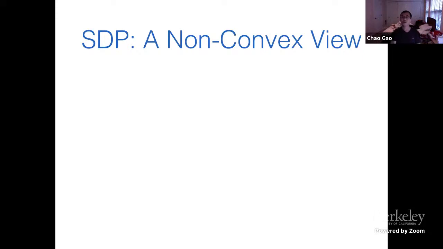Okay, so now we are left with the analysis of the SDP. Just like the analysis of the MLE, I'm also going to analyze the solution of the SDP from an iterative perspective. I'm going to write down an iterative algorithm and then relate the solution of the SDP as the fixed point of this iterative algorithm. This is actually given by a non-convex perspective of the semi-definite program.